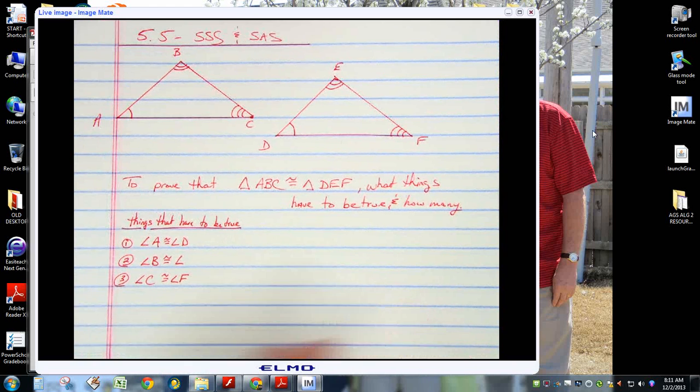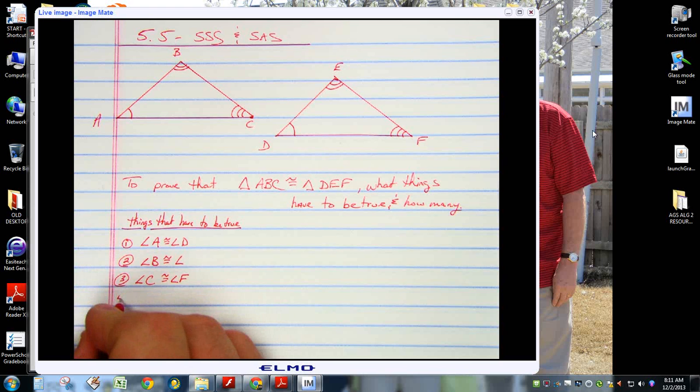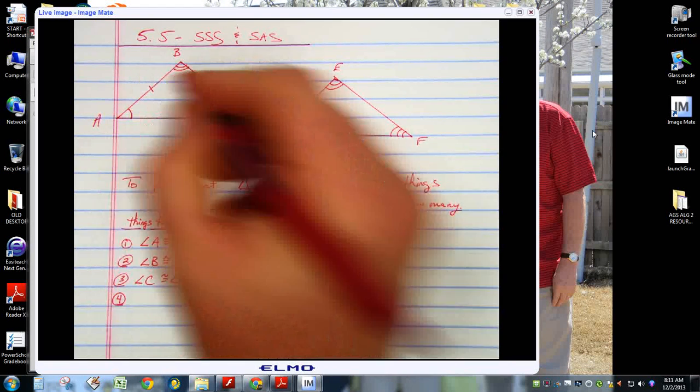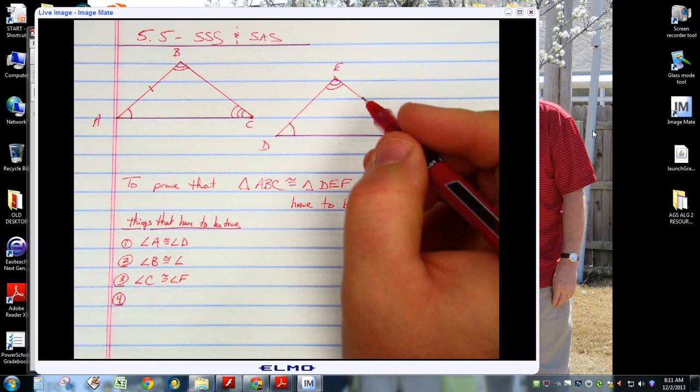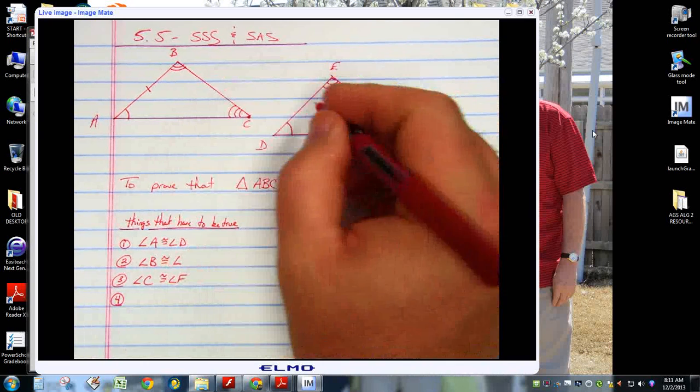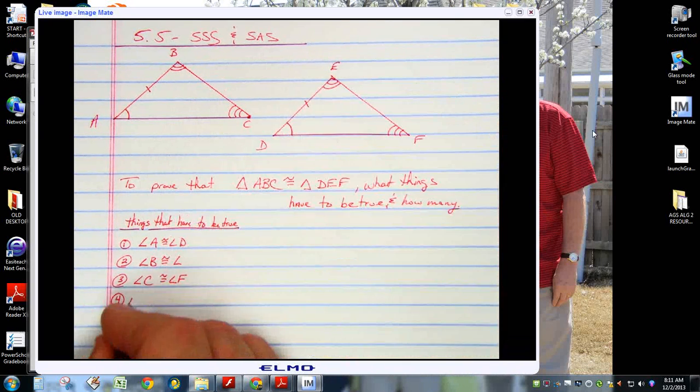No shortcuts or anything, that still isn't enough. All I've taken care of is that they're the same what? Shape. Now I need to take care of that they're the same what? Size. I've taken care of the angles. Now I need to talk about the what? It's not a line. All lines are congruent. Say it again. Segment, side or segment. AB is congruent to segment what? So AB would have to be congruent to DE. Now we're at four things.